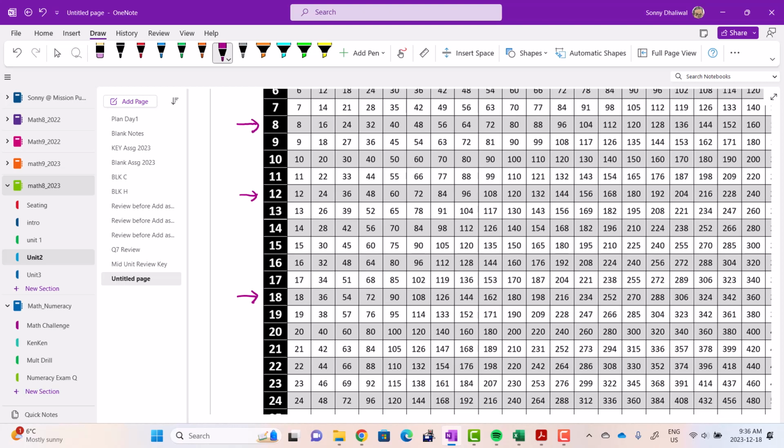Mason, can you tell me what it is? 36. We have 36 for the 8. Looking across 8, there's no 36 in 8. So 36 doesn't work. Here's a 72. Look across. I see a 72 here. Now, it'll work as long as every single one has 72. 12 has a 72. And 18 has a 72.